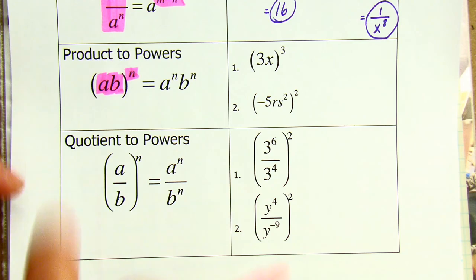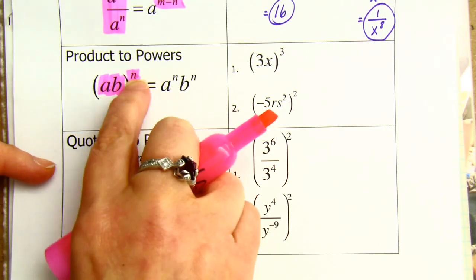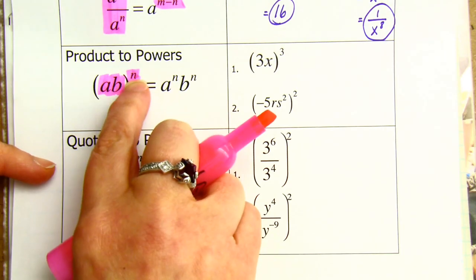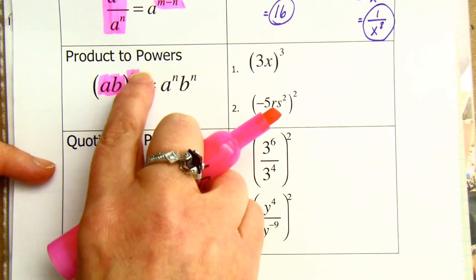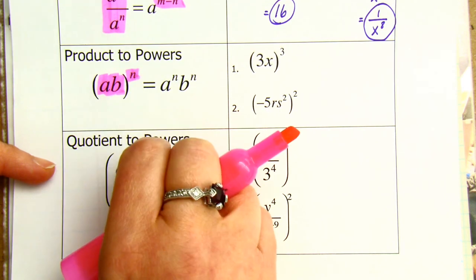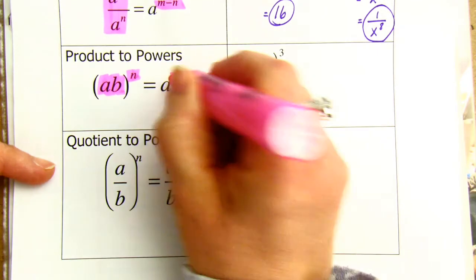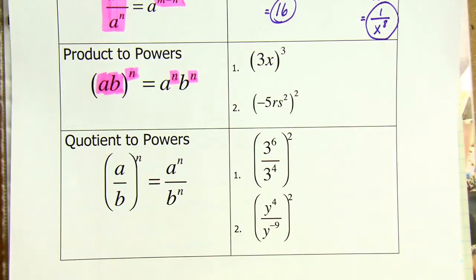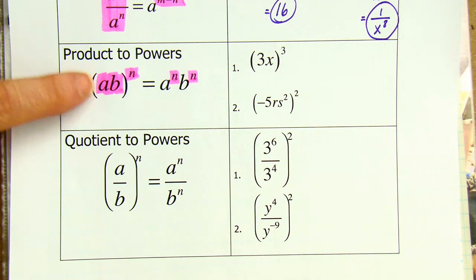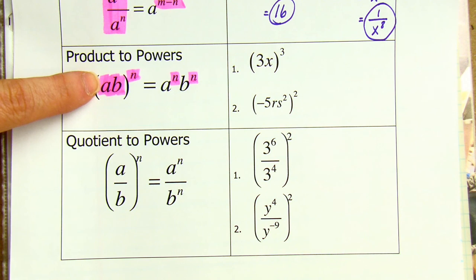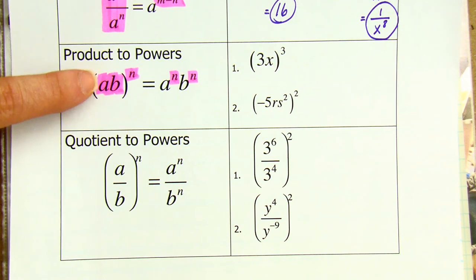Folks, this is like AB times itself n times. So if it was AB squared, then it would be AB times AB, or A squared times B squared. Okay, so when it is a product raised to a power, you distribute the exponent. Notice there's no addition or subtraction between this A and B. That's because this is a product.